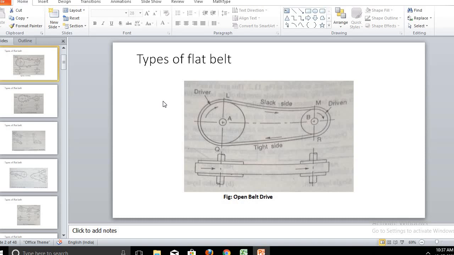And according to need, these drives are developed to the quarter turn, maybe idler pulley, or maybe fast and loose pulley, or stepped cone pulley, compound pulley, etc.